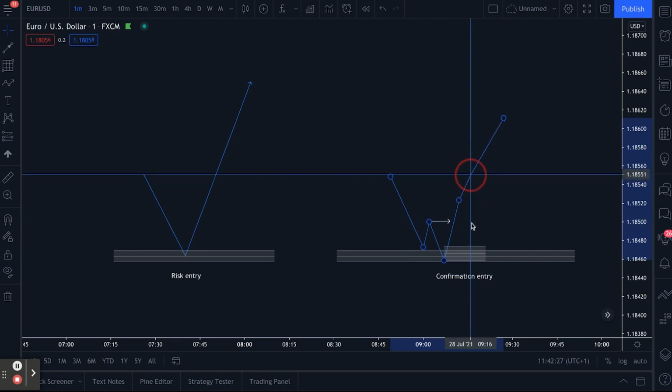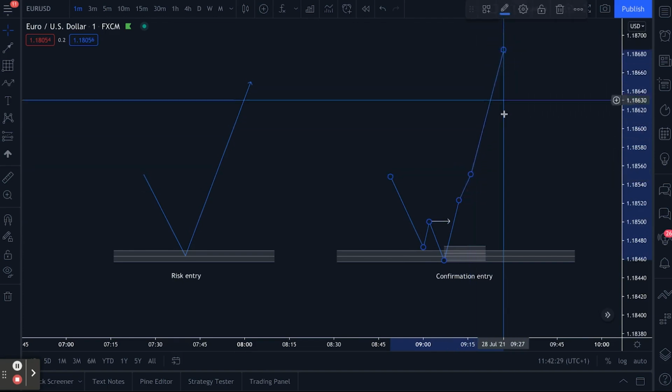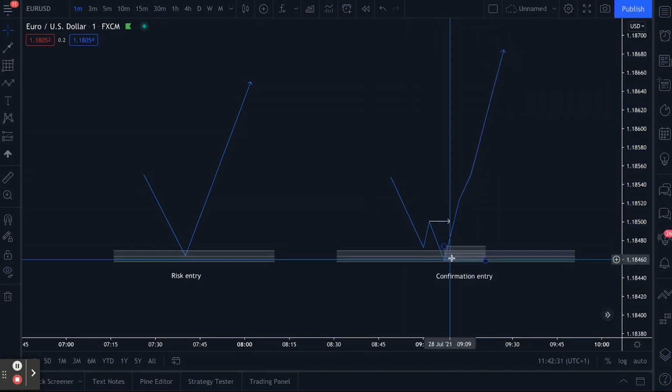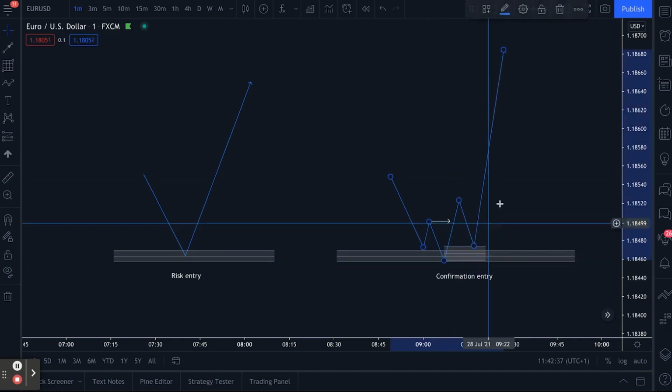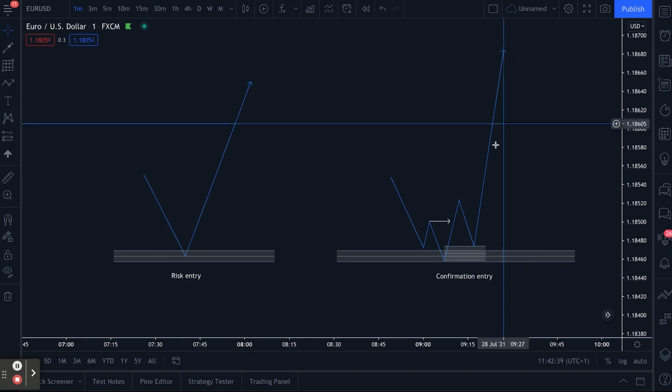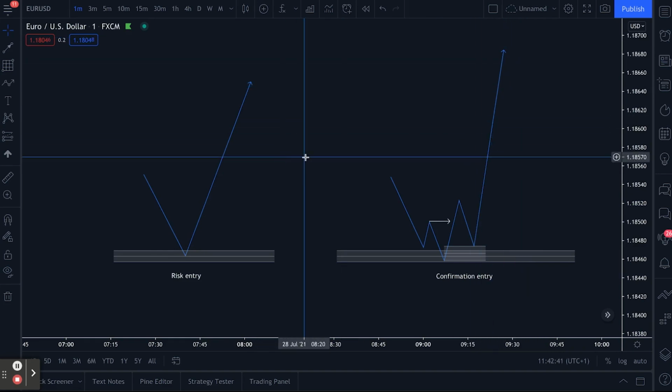Now, sometimes we don't even get a pullback at all. We tap straight in, and then because there's so much accumulation and buying power in this region, the market just flies. So the downside of the confirmation entries is while they are much safer than the risk entries and you will encounter less losses, you're also going to miss more trades.